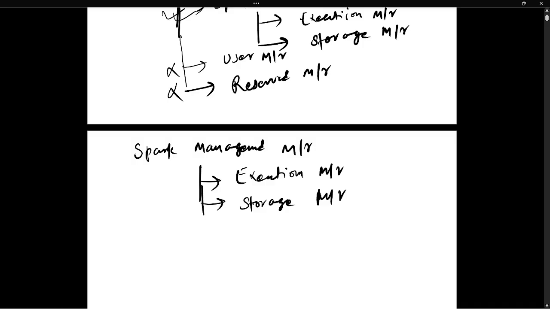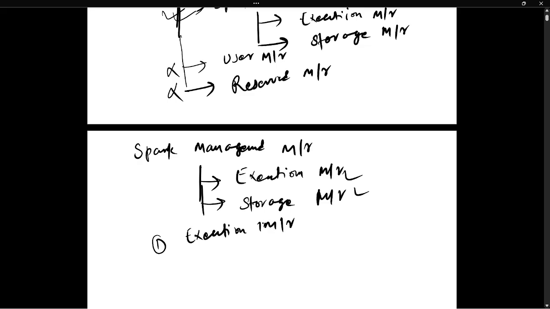Okay, so we need to understand Spark managed memory is shared by two types of work. One is the execution and one is the storage. So there are two things. So what is execution memory? First we will understand what is execution memory.